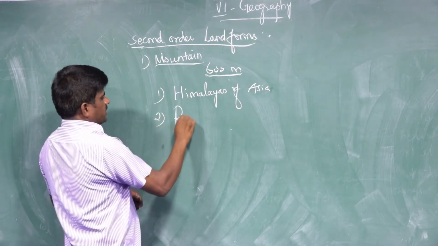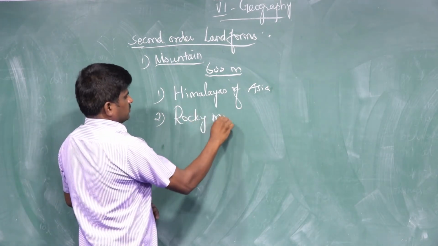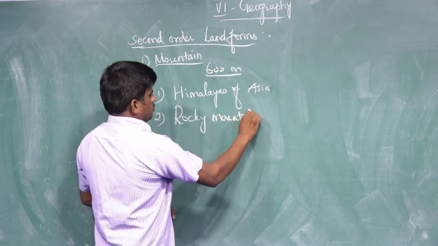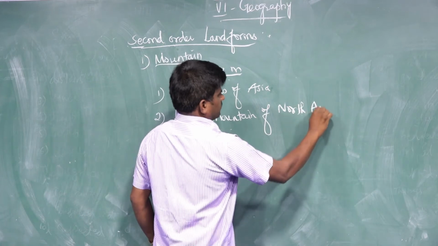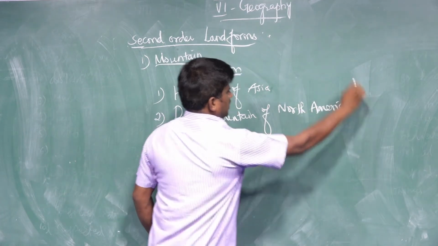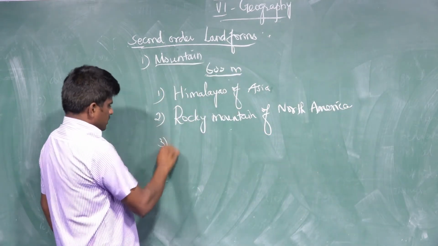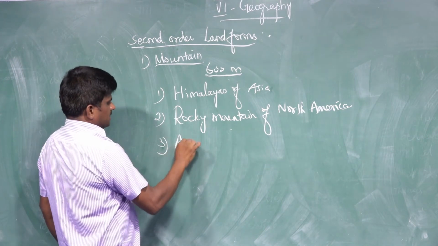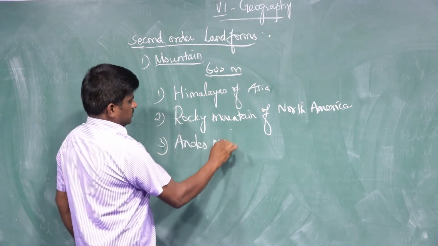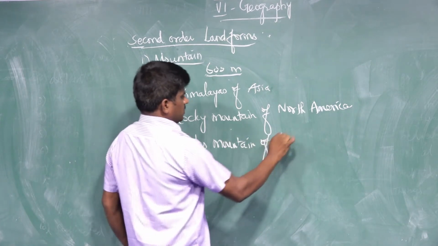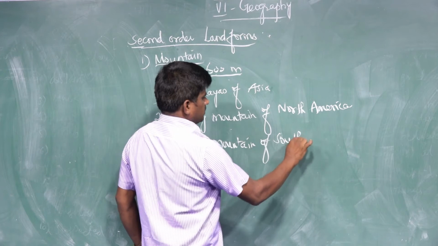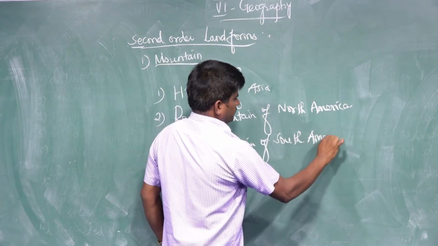Then Rocky Mountains. Rocky Mountain of North America. Then Andes. What is the third one? Andes Mountain, this is located in South America.